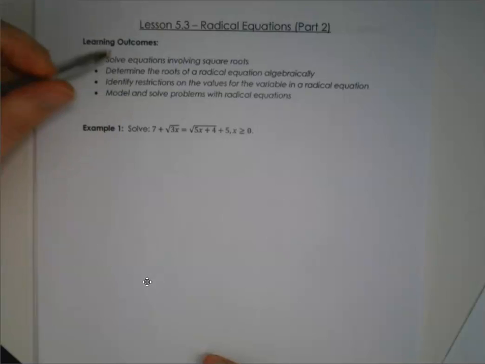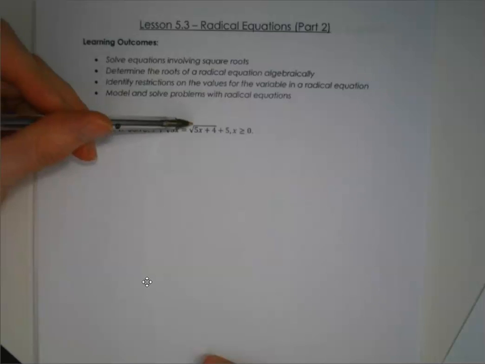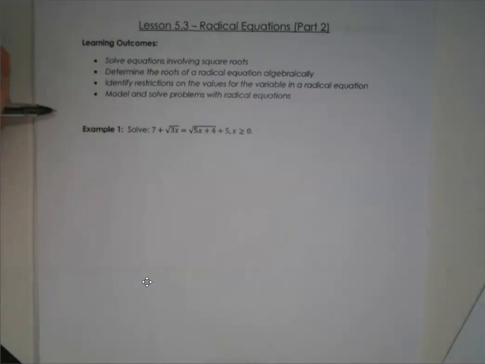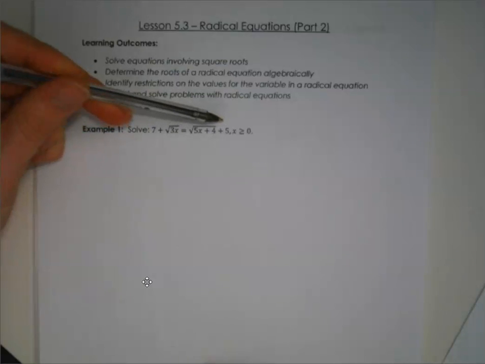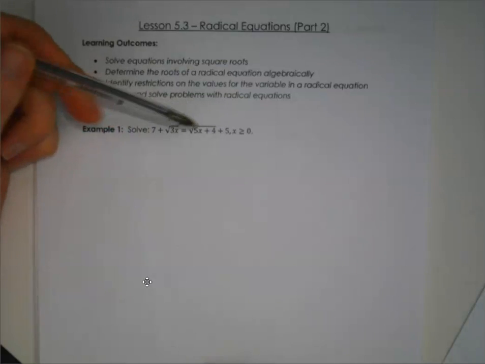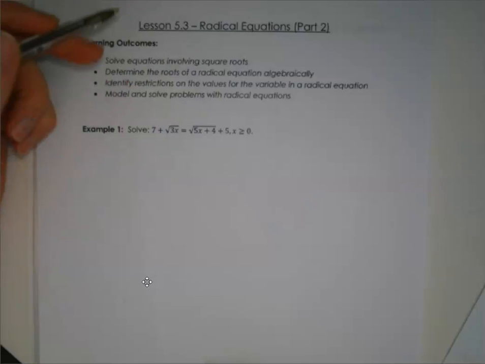So the first one we're going to look at here is 7 plus root 3x is equal to 5x plus 4, all under a radical, plus 5. So the first thing we want to do is isolate one of the radicals. Because each one of these has a radical plus a number term, we want to move one of those number terms over.